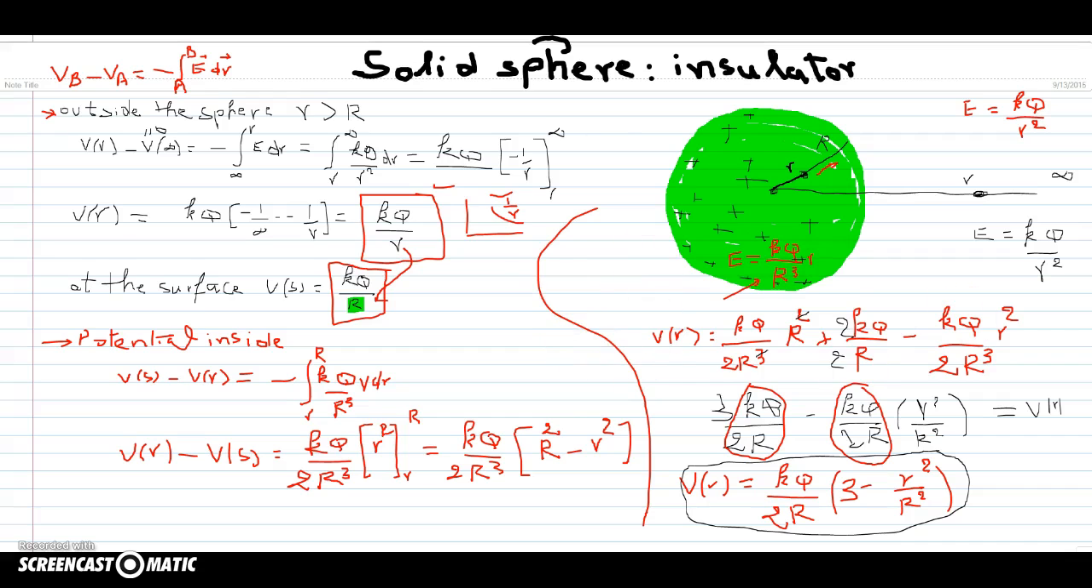Notice something interesting. When r equals 0, that means here this is 0, so I'm going to write here V of 0. What is it? It's not 0. It is K Q, I'm left with 3 over 2R. Unlike the field here, which is 0. So the field at the center is 0 because r equals 0, but the potential is not. And we are familiar with this situation.